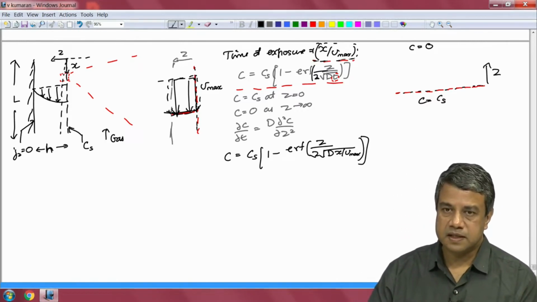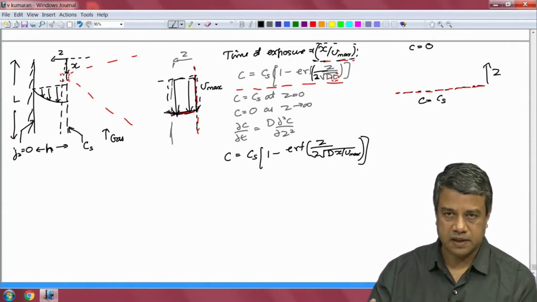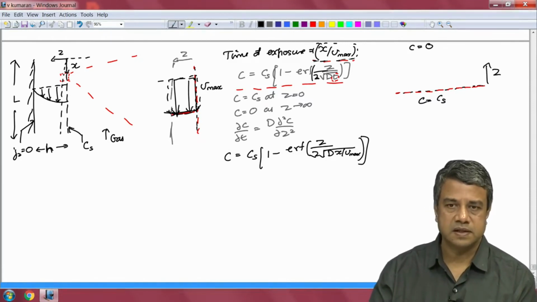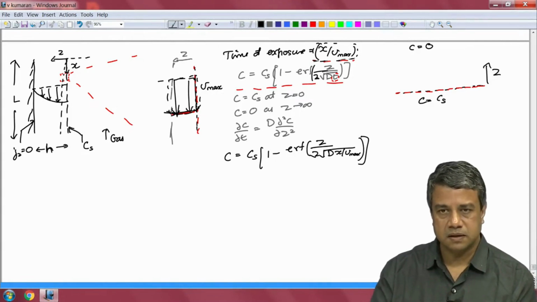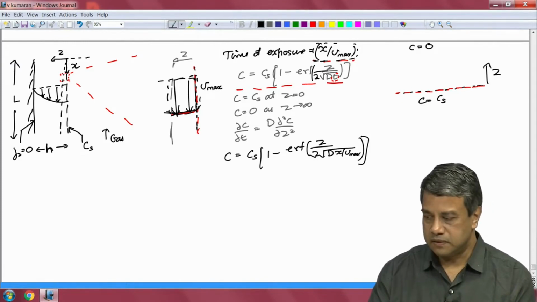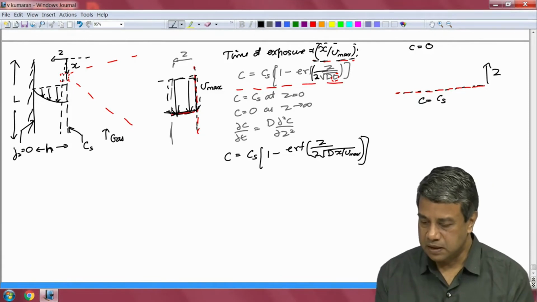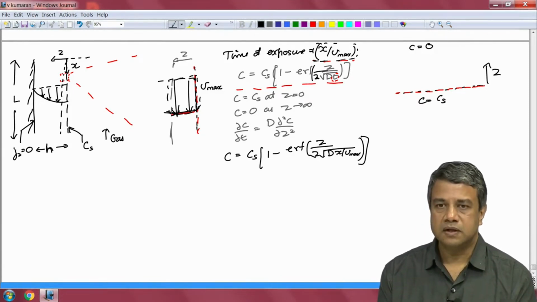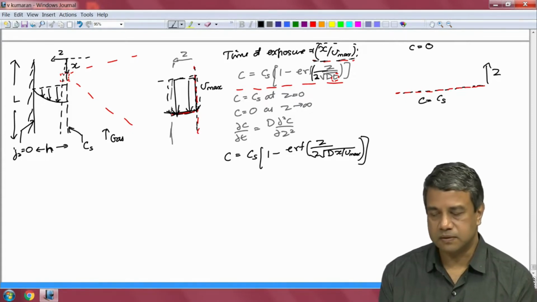If it has been exposed for a time x by V max, then the solution for diffusion into an infinite medium, if I neglect streamwise diffusion and consider only diffusion perpendicular to the surface, because there is diffusion perpendicular to the surface that transports material into the liquid film, is equivalent to diffusion into an infinite medium after an exposure time t equal to x by V max.